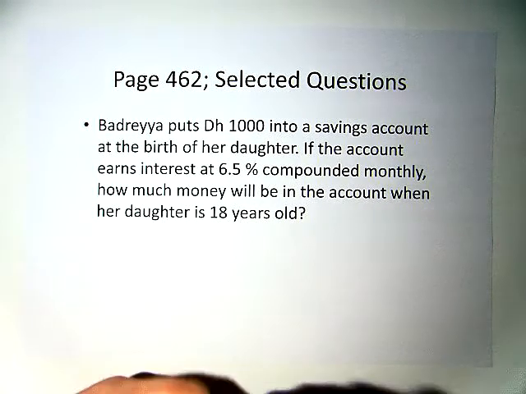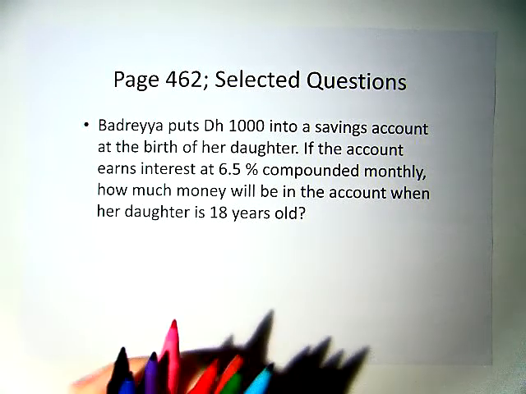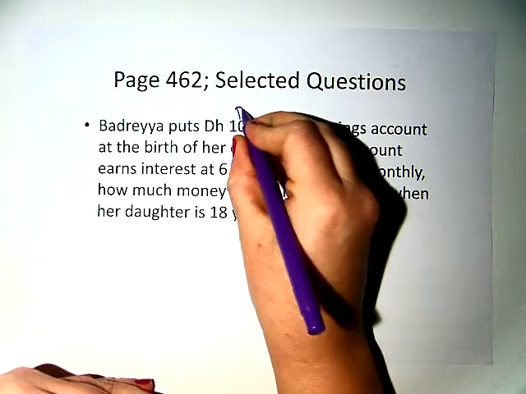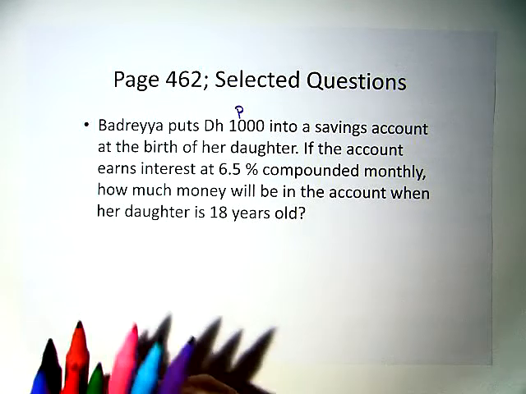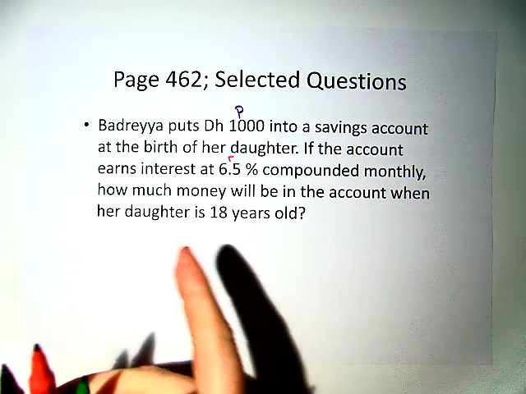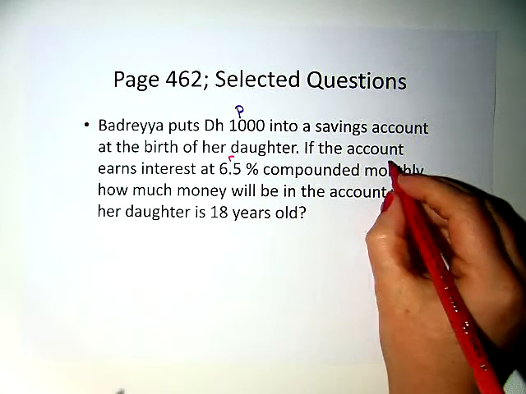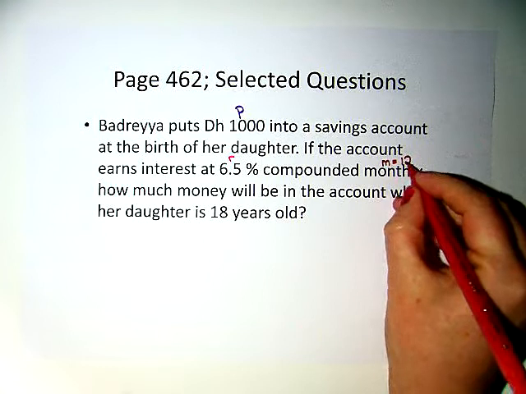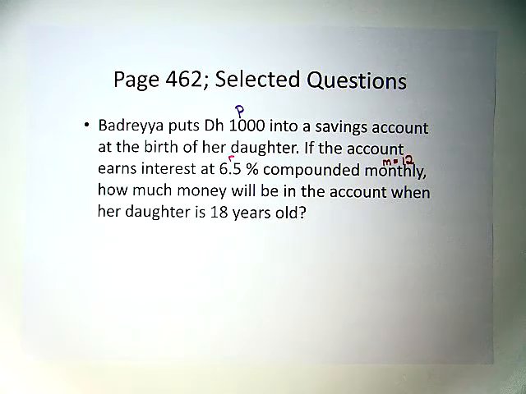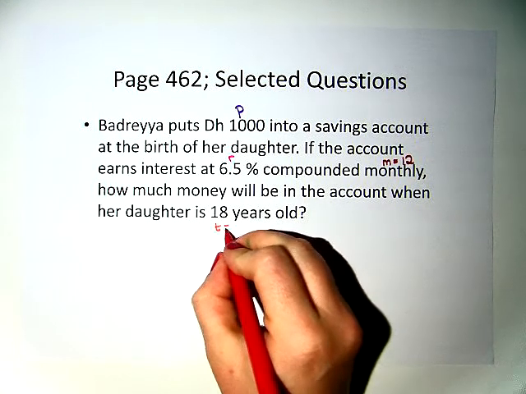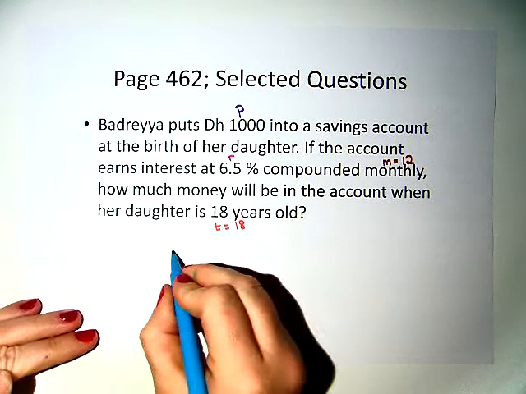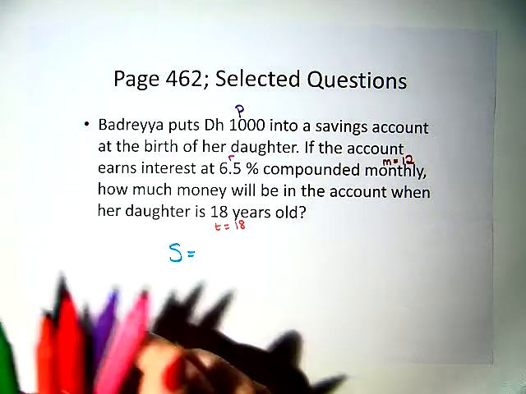Okay, Badria puts 1,000 into a savings account at the birth of her daughter. So this is her principal. If the account earns interest at 6.5%, compounded monthly, so M is 12, how much money will be in the account when her daughter is 18 years old? So the time is 18 years, and we're looking for the summative amount.